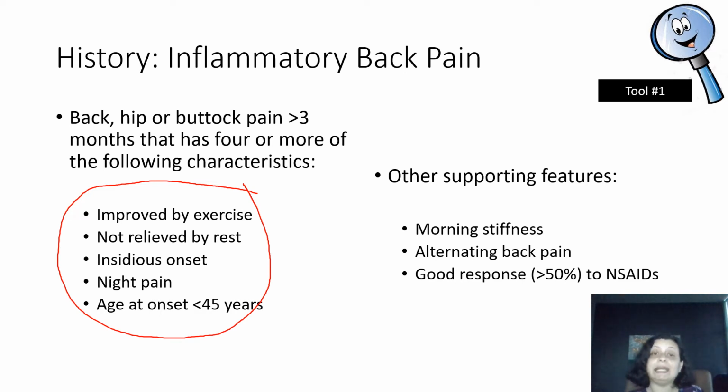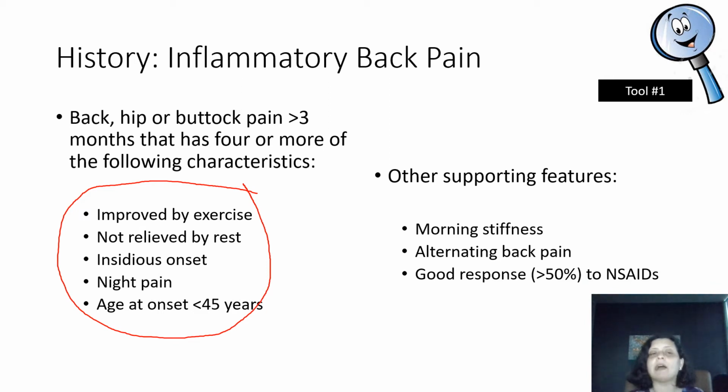And the age of onset is less than 45 years. So if they fulfill 4 out of the 5 criteria, then they can be classified as inflammatory back pain. Other supporting features for inflammatory back pain are morning stiffness for more than 1 to 2 hours, alternating buttock pain, and good response to NSAIDs.